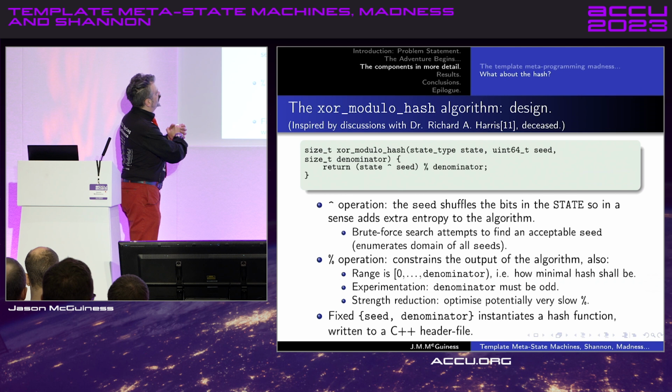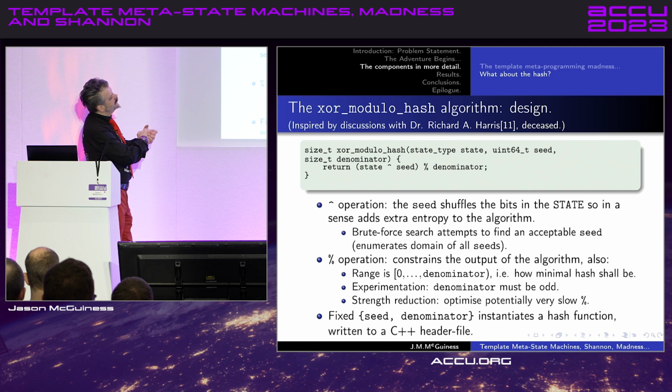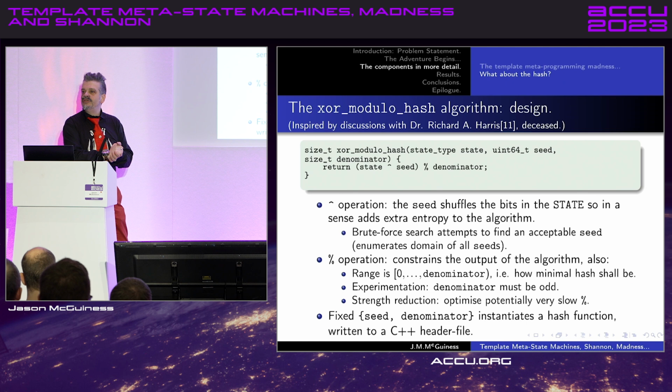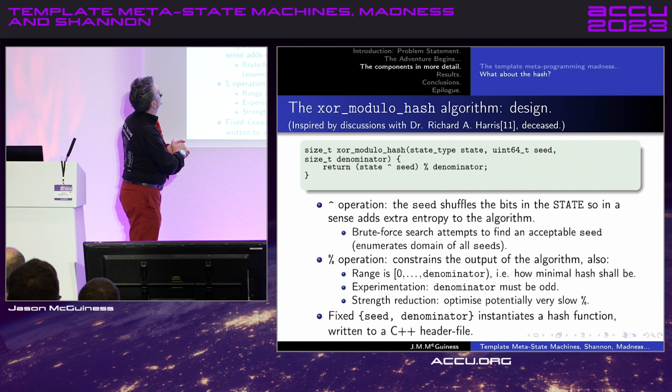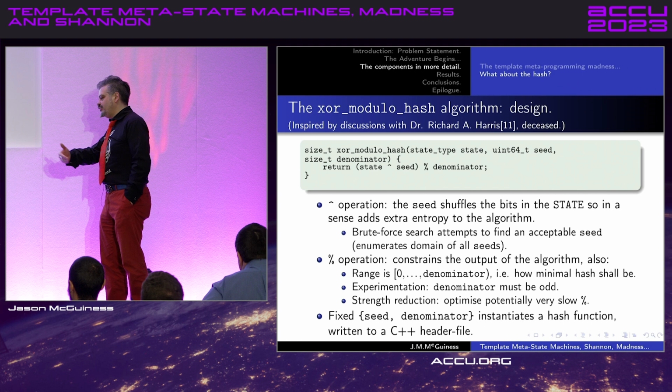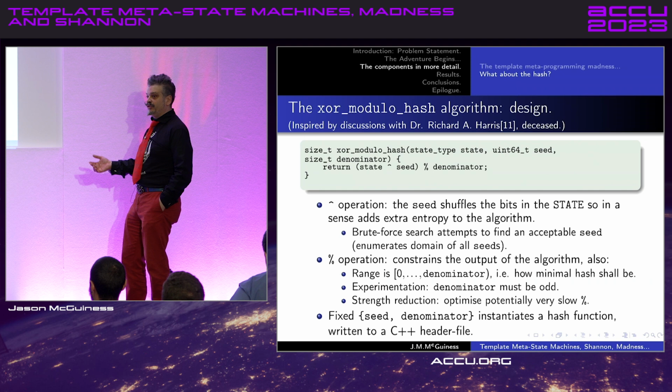What is the hash function? I had a good chat with Richard Harris, sadly deceased, regarding this, and he said, oh, but why don't you do this? Throw in some XOR. You want to randomize the bits a bit. An XOR basically does a bit of bit shuffling. Moderately, I know it's predictable because you can do it and so forth, but if you look at it naively, you go, ooh, the bits have shuffled magically. So we can say with a bit of a squint of an eye, add some entropy.